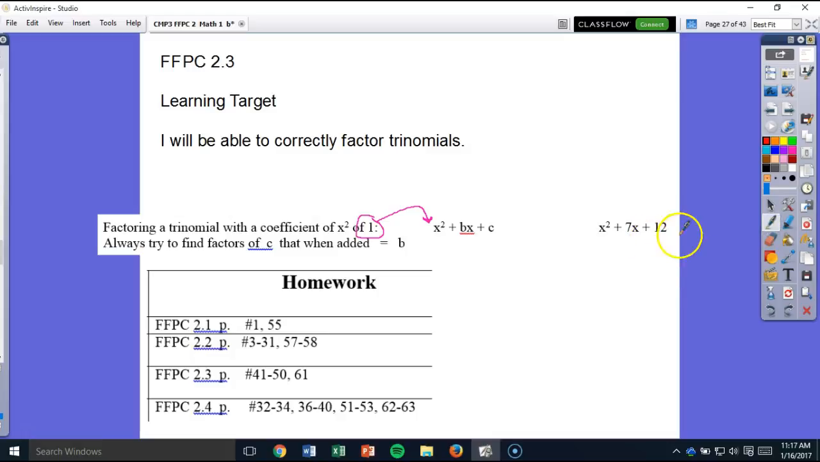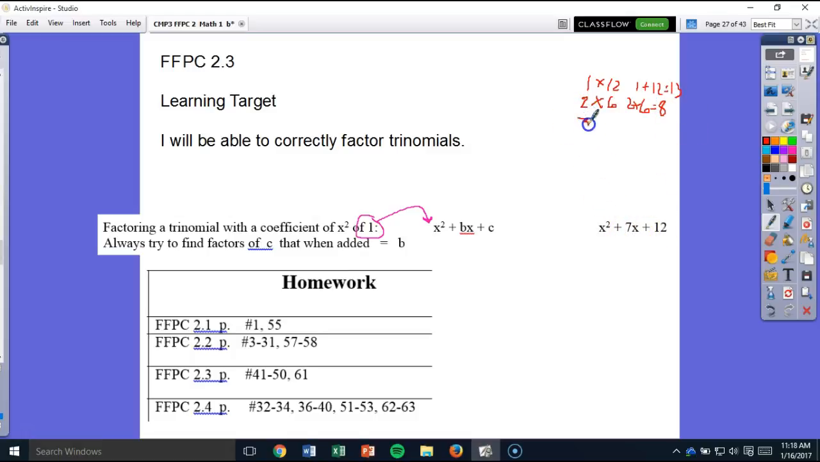Well, we could do 1 and 12. Okay, so 1 times 12, and then to add them together, we have 1 plus 12, and that equals 13, okay, which is not what we're looking for. We need 7. So let's try again. So if we go 2 times 6 to get to 12, well, 2 plus, oops, it's not a good plus sign, 2 plus 6 equals 8, okay? That is not what we're looking for either.